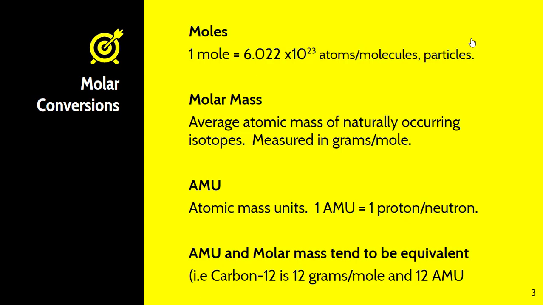And then atomic mass units and molar mass tend to be equivalent to one another. Carbon 12, you'd have 12 grams per mole, but it's 12 atomic mass units per atom. So there's a variety of different conversion factors here, but do keep in mind that you can convert between moles and molecules. You can convert between moles and grams. If you want to go between grams and atoms, you have to go through moles. And then atomic mass units and molar mass tend to be equivalent in terms of the number, but do have different units.